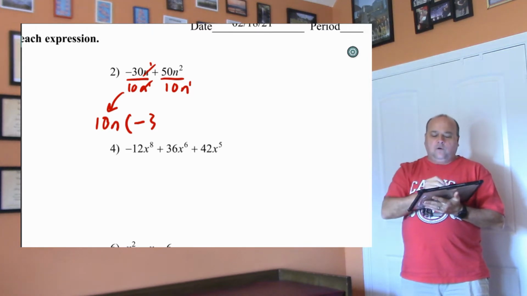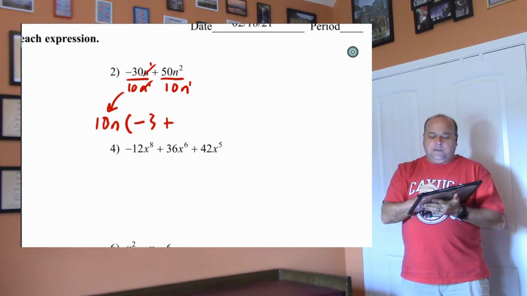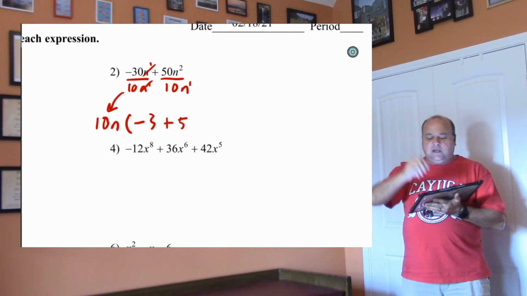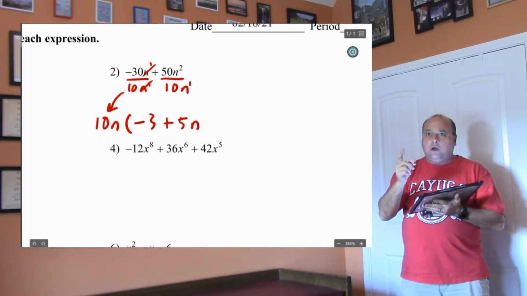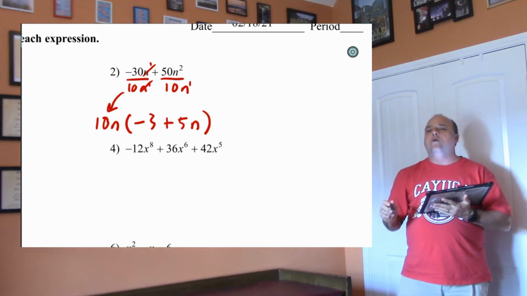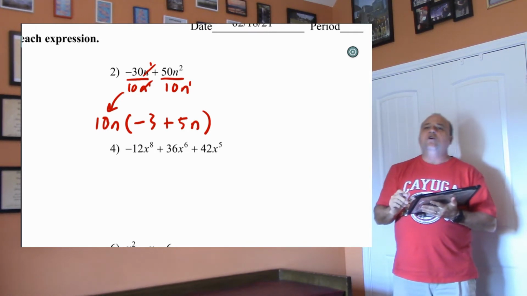We're going to start over. A positive divided by a positive is a positive. 50 divided by 10 is 5. N squared divided by n to the 1, subtract the exponents, is n to the 1. You don't put the 1. This is the answer. If you were to multiply that, you would go back to the top, wouldn't you?